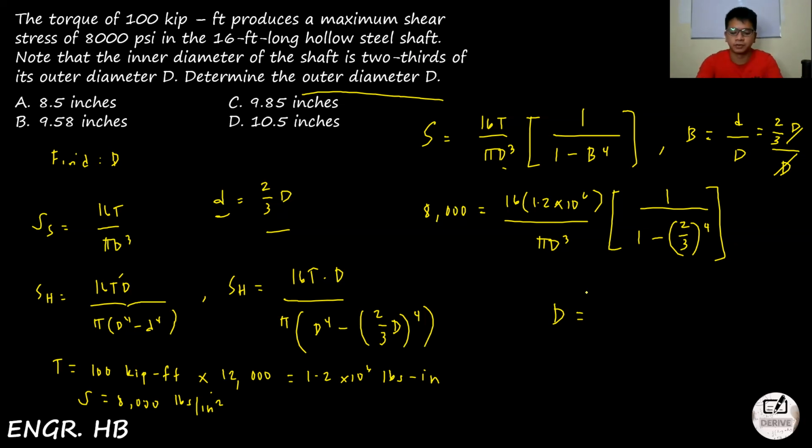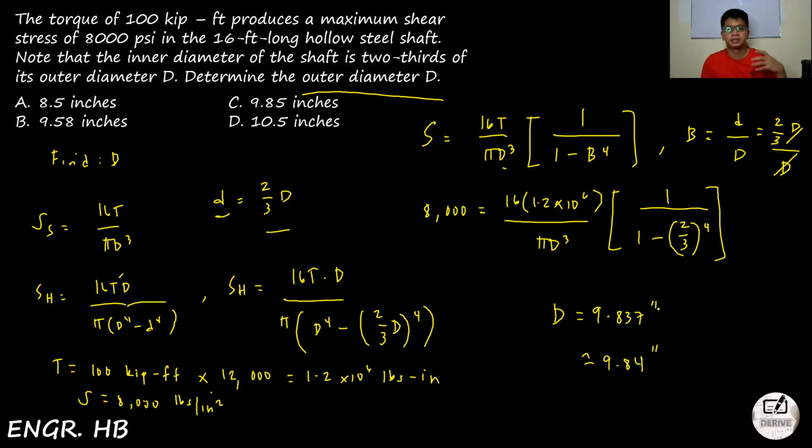So, cube root mo si answer. So, that will give you 9.837 inches. So, that was 9.84 inches.